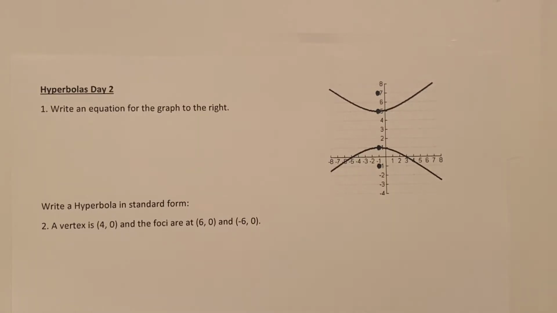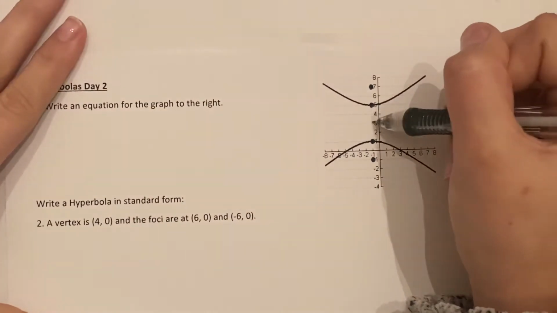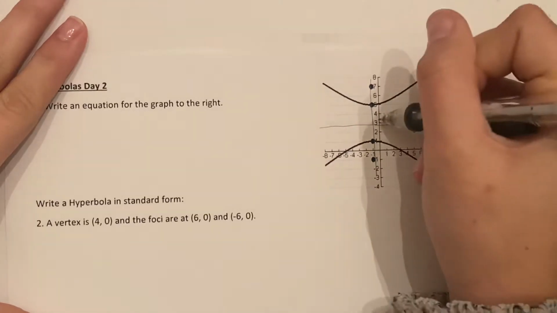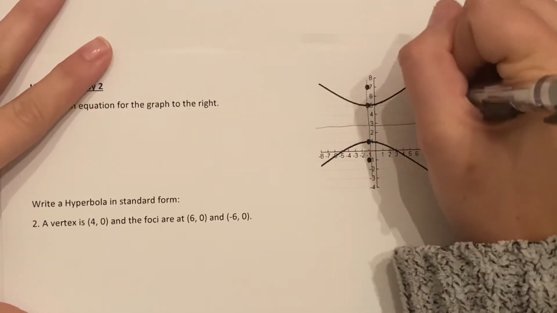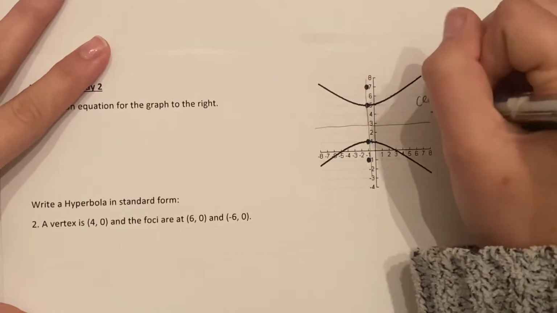So first let's look at this graph and try to write the equation. In order to write the equation you need the center, A, and B. Otherwise everything's the same. So let's take a look at A versus B. I know A is the distance from the center to the vertices. So let me figure out where the center is. So center is -1, 3.